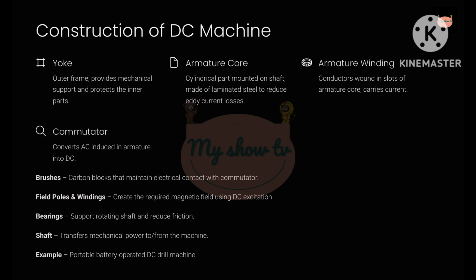6. Field poles and windings. These create the magnetic field using DC supply. The poles are fixed, and the windings are placed on them. 7. Bearings. These support the shaft and reduce friction during rotation. 8. Shaft. Transfers mechanical energy to or from the armature. Example. A DC drill uses this type of machine internally to function. This construction ensures both generation and motor actions can occur depending on how the machine is connected.